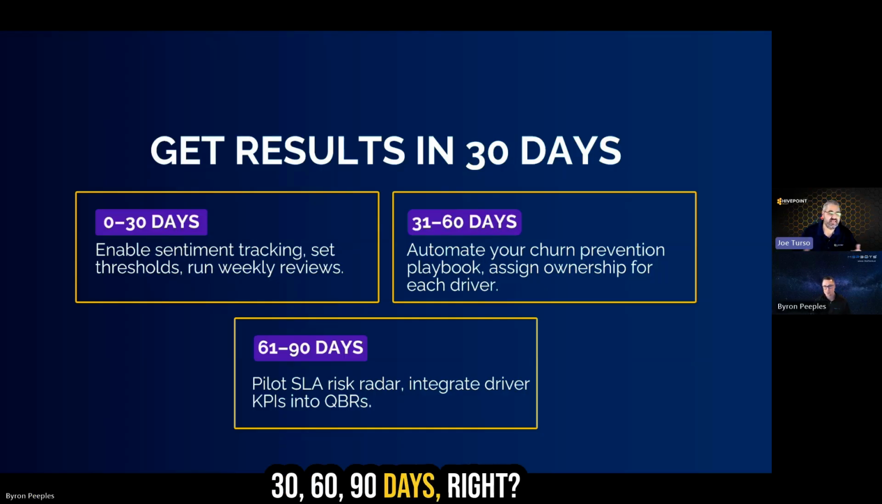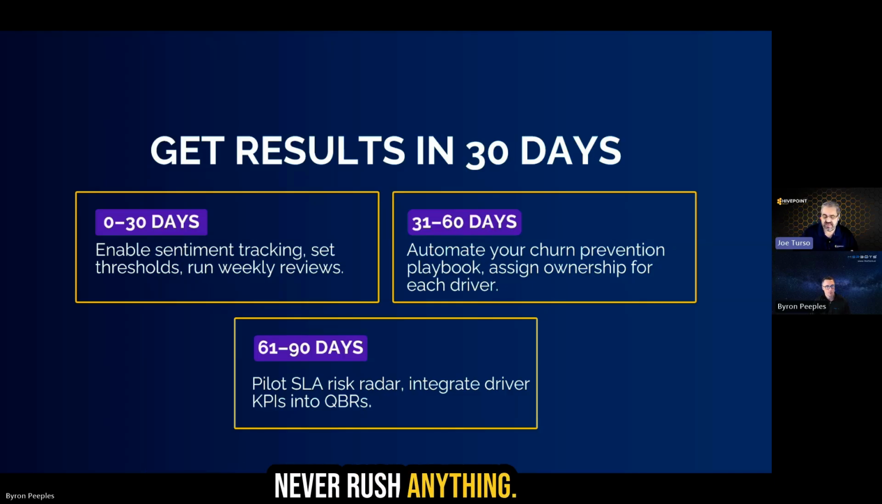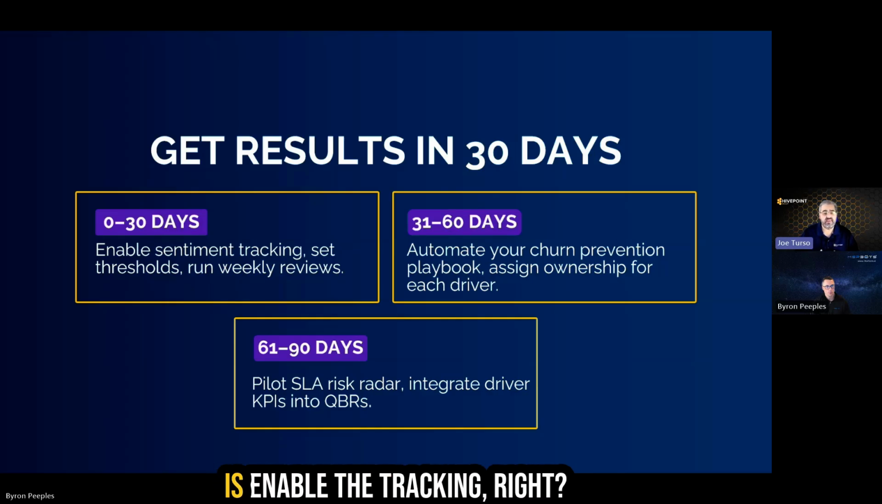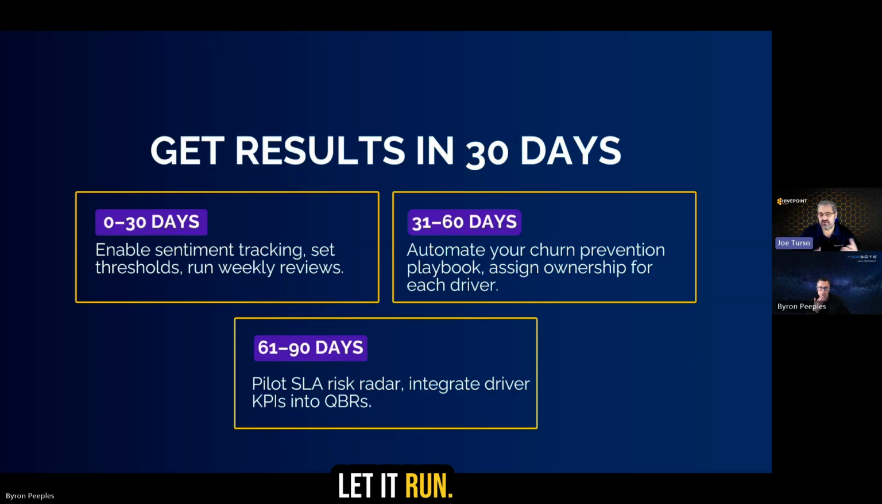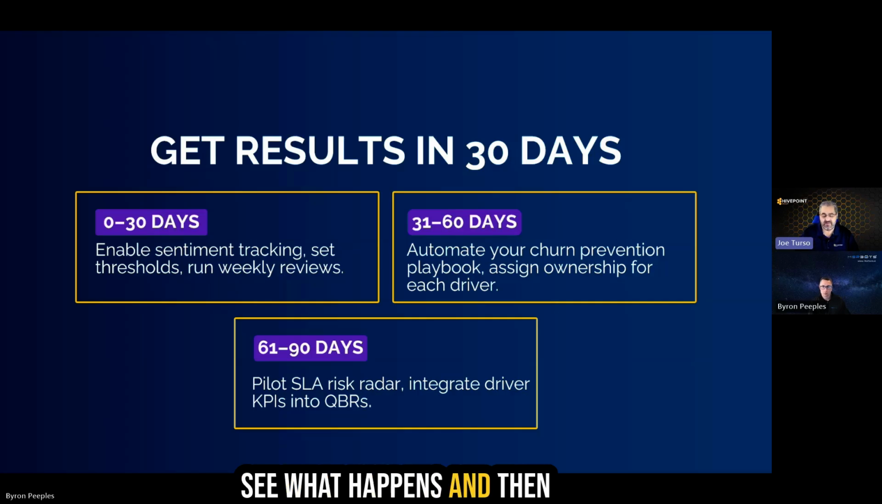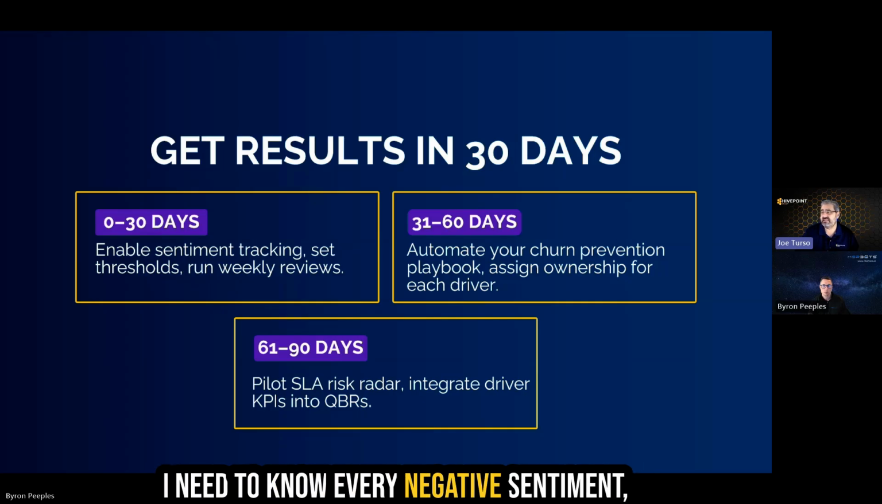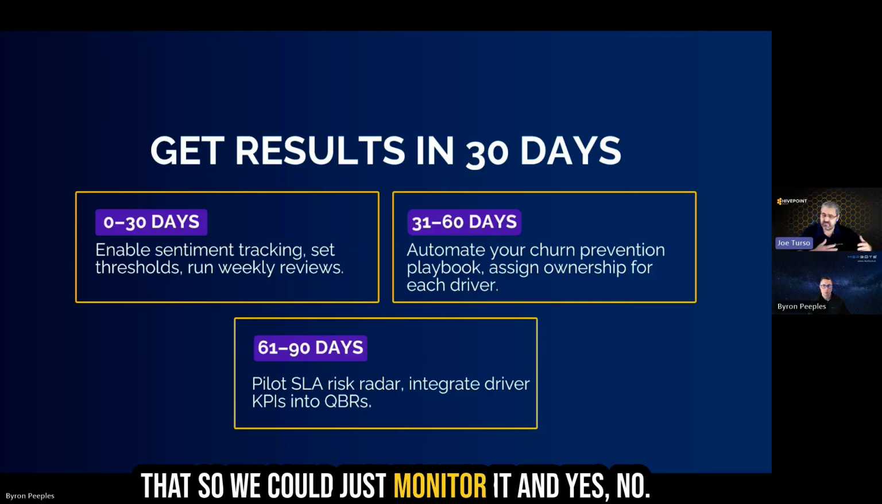30, 60, 90 days, right? How to make this a reality in one quarter. Never rush anything. You always have to think, plan, and do. So the first thing you want to do is enable the tracking, right? There's nothing that's going to help it get smarter without enabling it. So you turn it on, let it run, see what happens, and then start setting your thresholds. At the beginning, I need to know every negative sentiment, push it to a Teams channel or something like that so we can just monitor it.